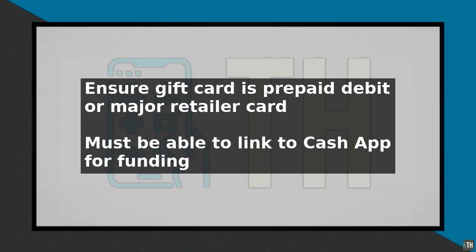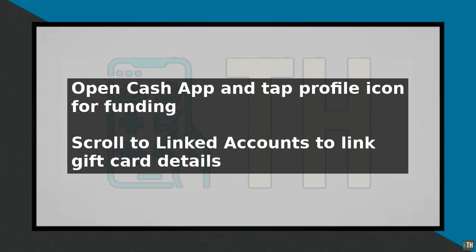Start by opening the Cash App on your mobile device and tapping on the profile icon in the top right corner. Scroll down to the section labeled Funding and select Link Accounts. Next, tap on Link Card and choose the type of card you want to link. Enter the card details, including the card number, expiration date, and CVV code.